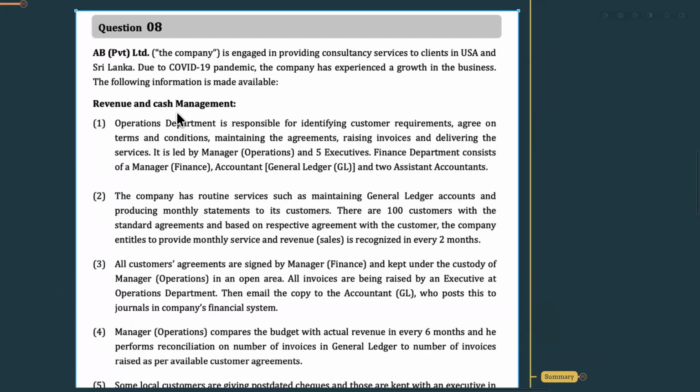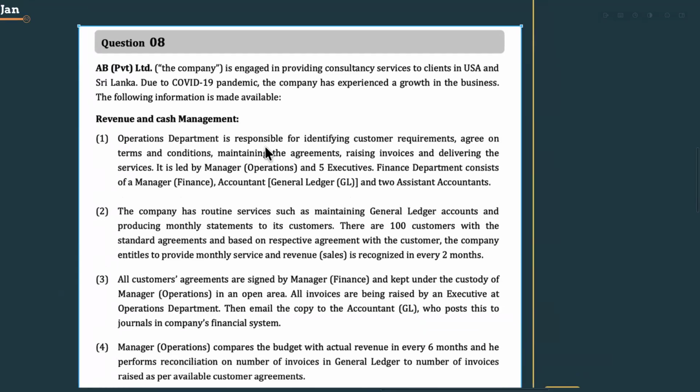Right? But you can see the operation department is responsible for customer requirements, terms and conditions, maintaining the agreements. That's not actually the work of the operation department. Operation department for a consultancy firm has to provide the consultancy. It should be with the administration department, raising the invoices, delivering the services. Delivering the services is okay for the operation department, but raising the invoices or maintaining the agreements, agreeing on terms and conditions, onboarding them, it doesn't make sense, right?